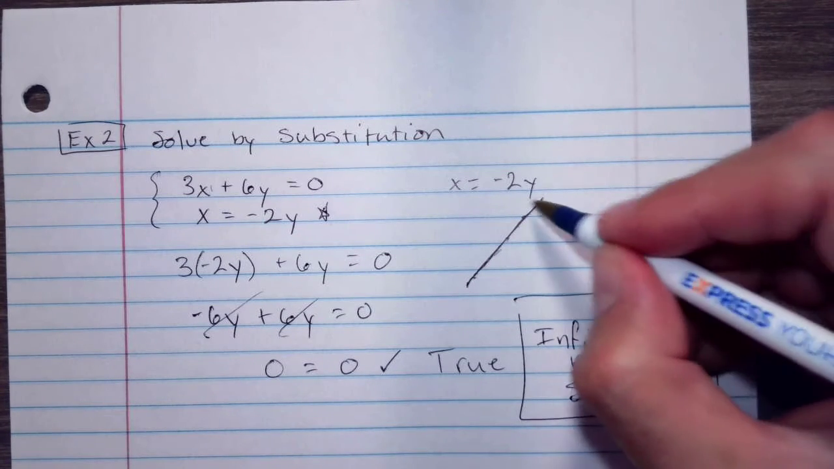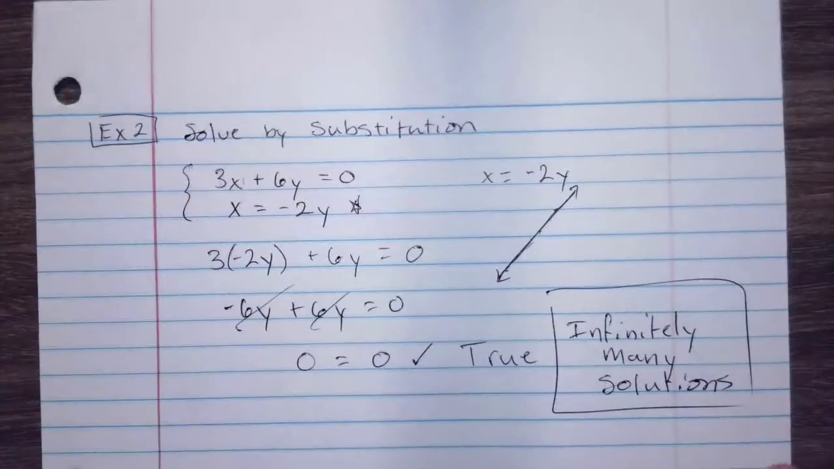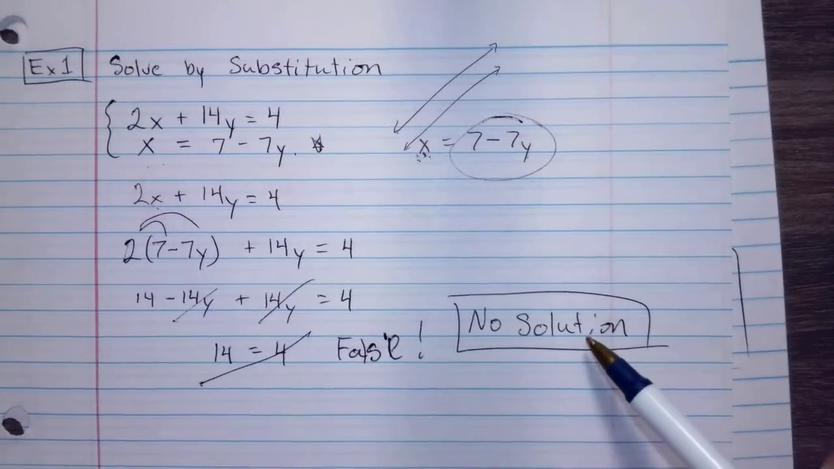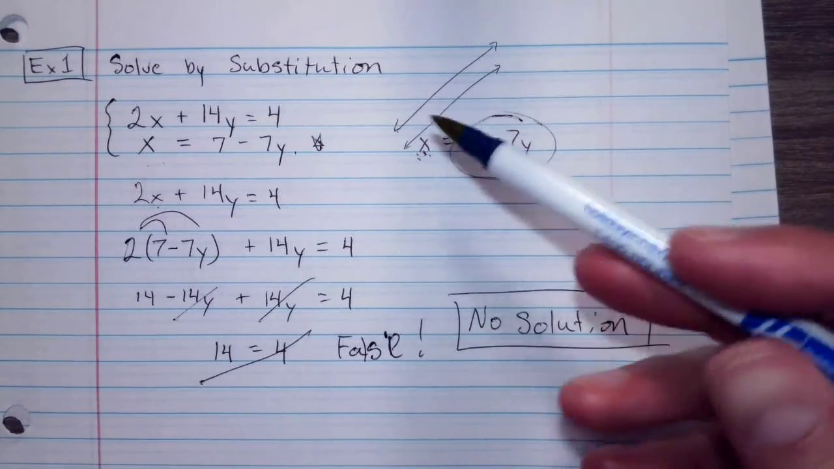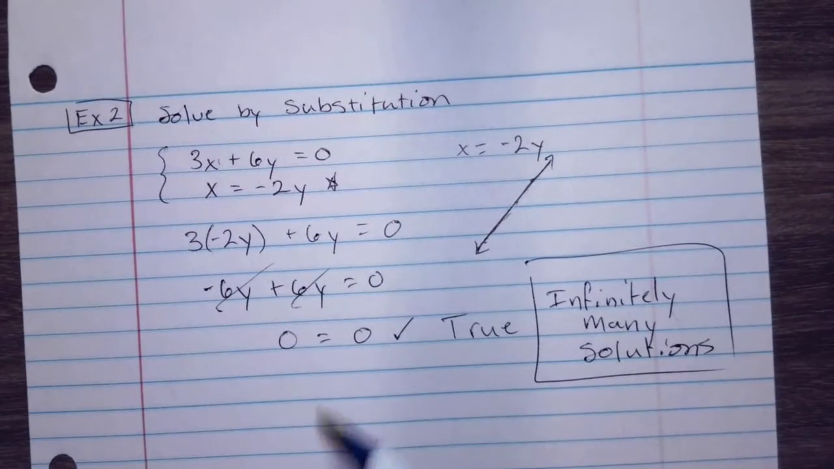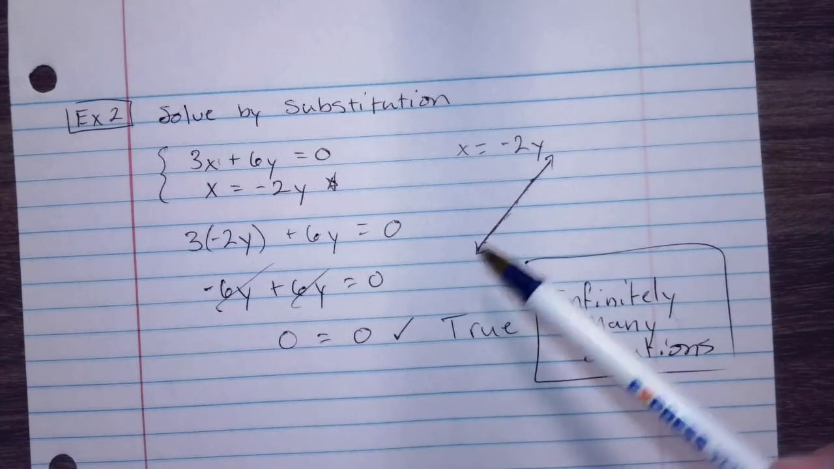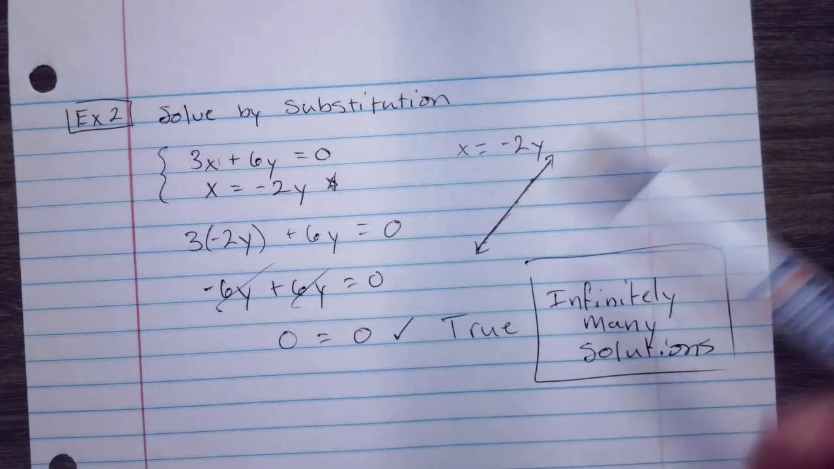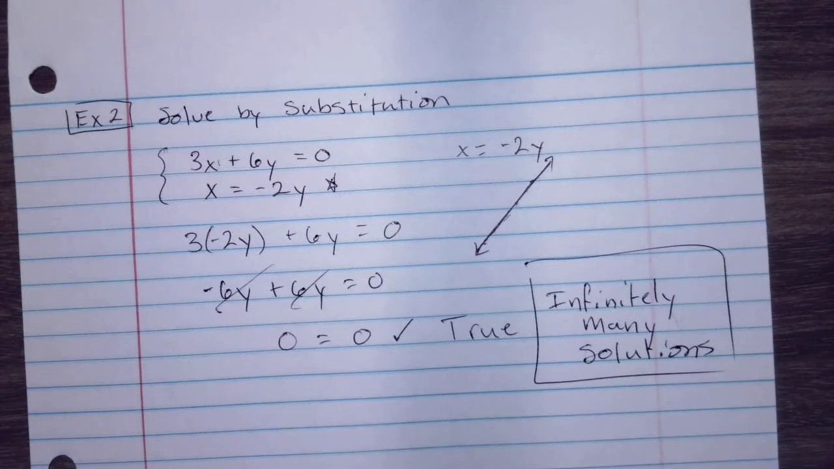So those are the special cases. One of them where you get a false statement, then you say no solution, because the lines would be parallel. Or you get a true statement. That means the lines lie right on top of each other, or they're the same line. So that's infinitely many solutions.